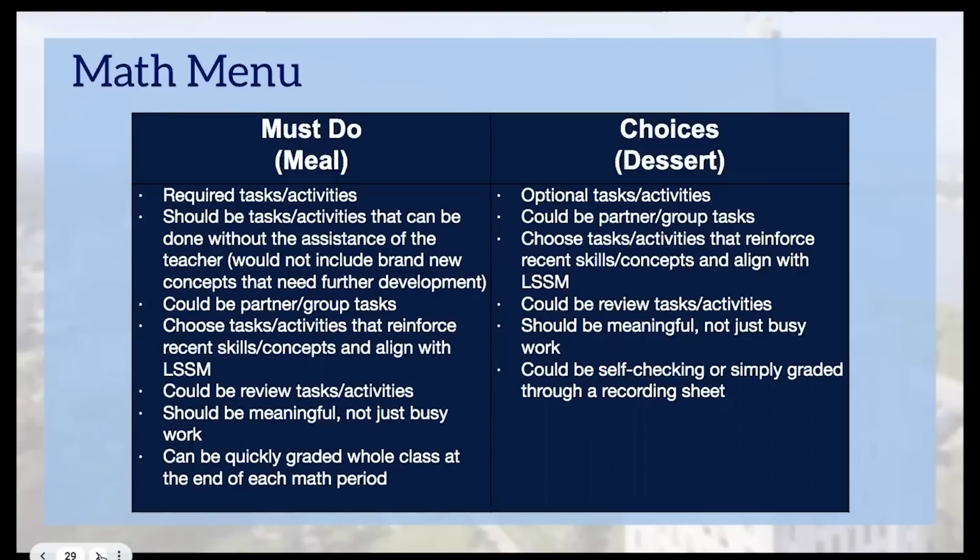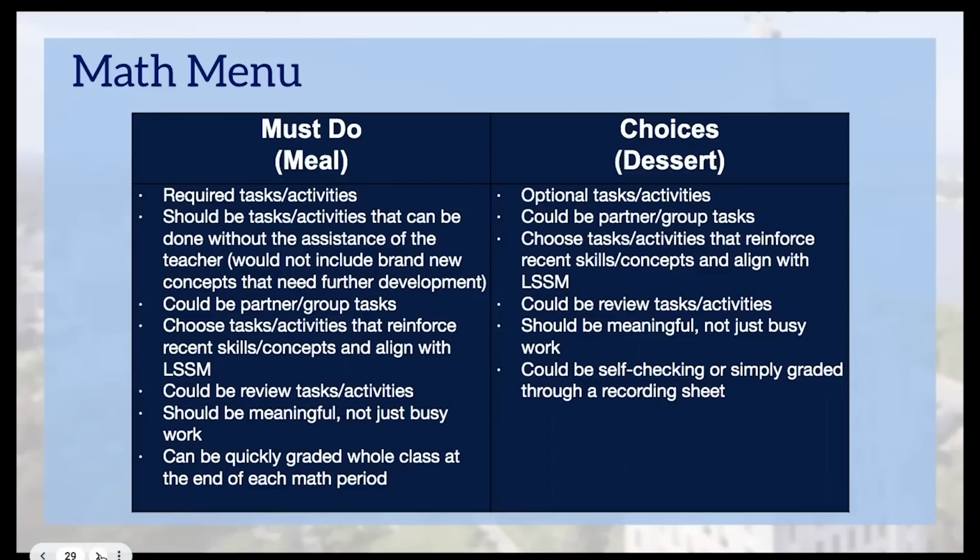It's a menu. I know when I did the math menu where I had meal, I had a picture of a kid eating a nice healthy dinner, with some turkey, vegetables, and a side. And then the choice is a dessert. So you can have a nice slice of cake or something, a picture there. And so the meal is the must do. So everything on that side of your menu are things that I must complete. My choices or dessert are the things that I can choose to do.